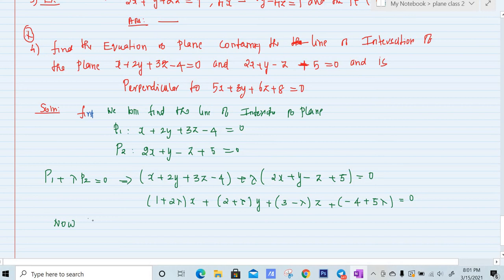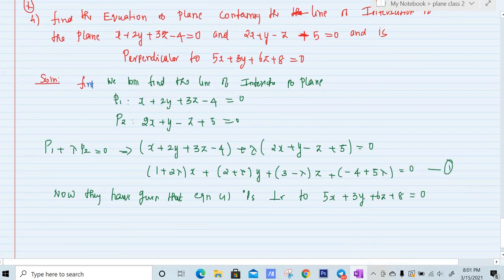Now they have given that this equation, let us say this is equation number 1, is perpendicular to 5x plus 3y plus 6z plus 8 is equal to 0. That means the dot product for these two will be 0, right? So if two planes are perpendicular, we know that a1 a2 plus b1 b2 plus c1 c2 is equal to 0.